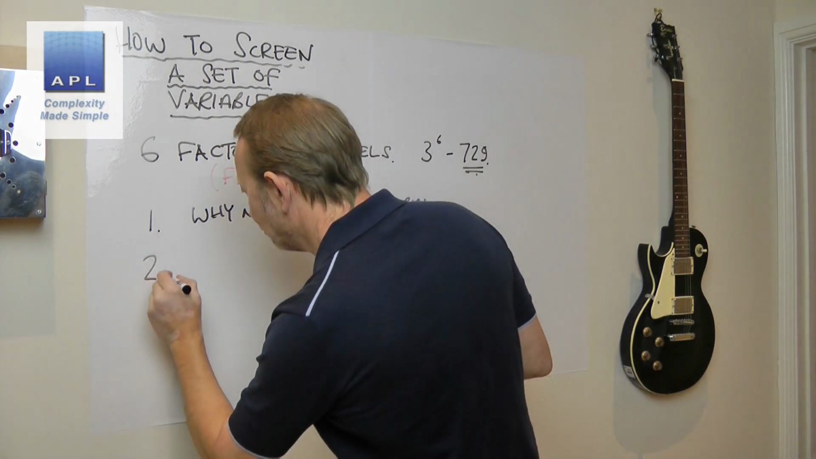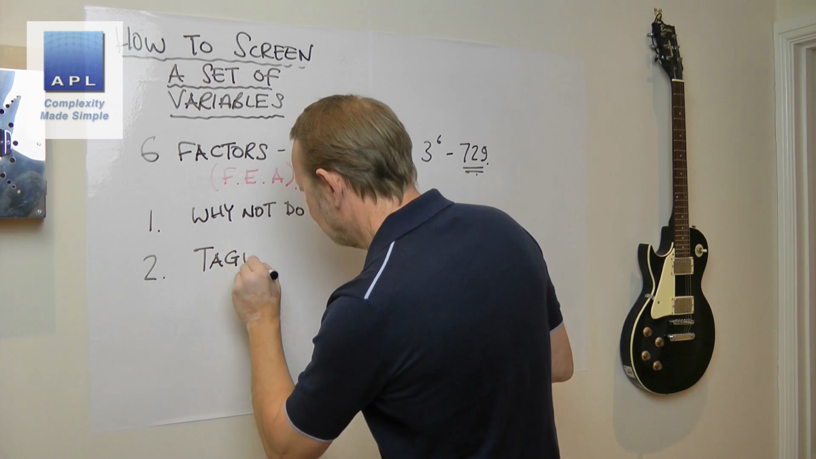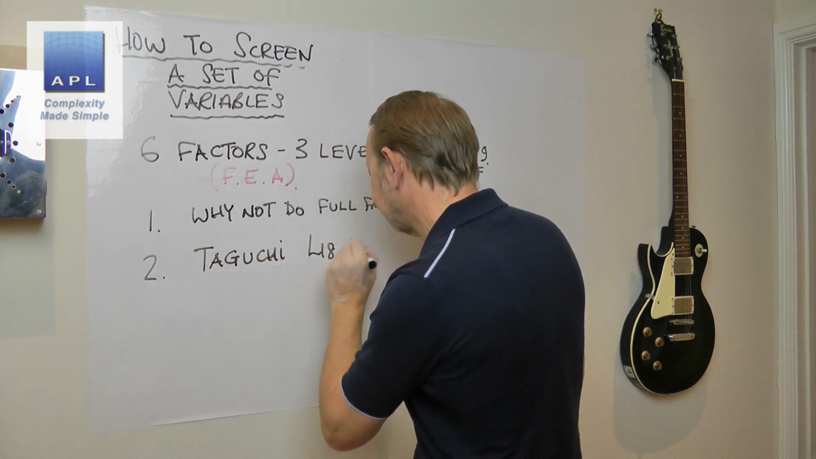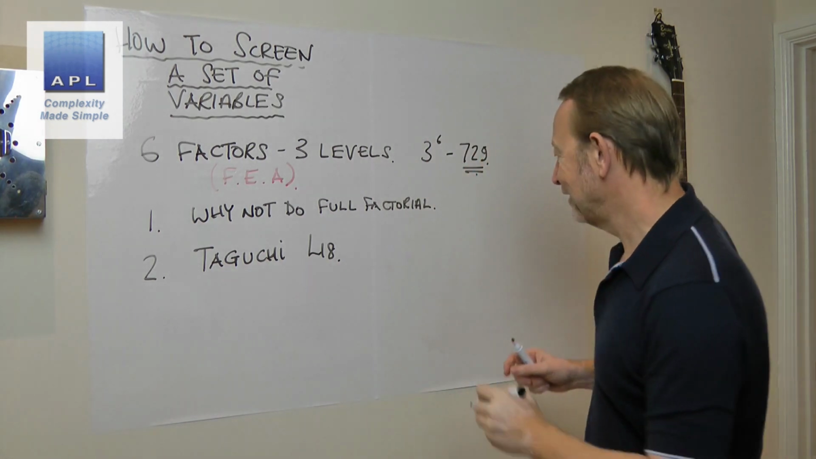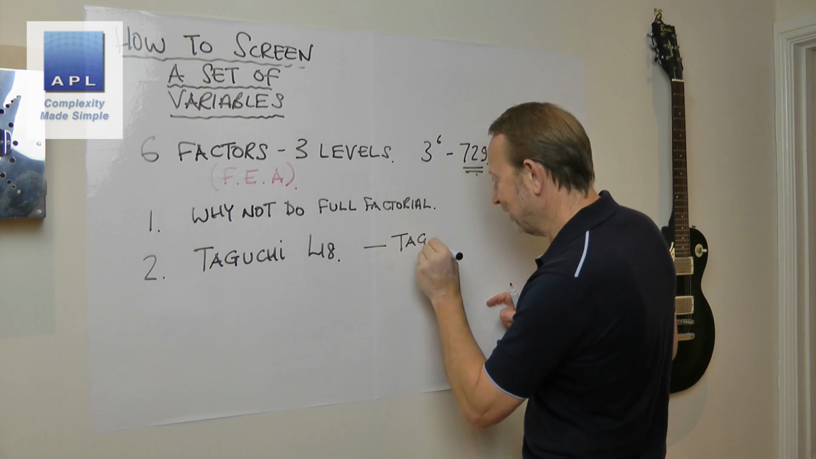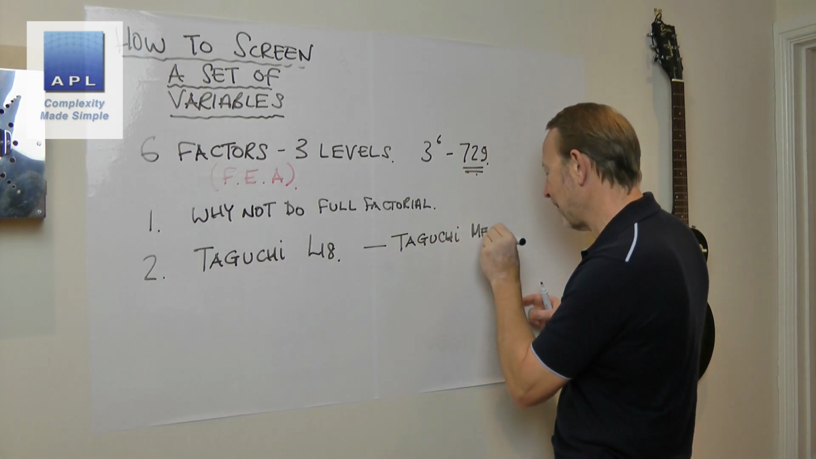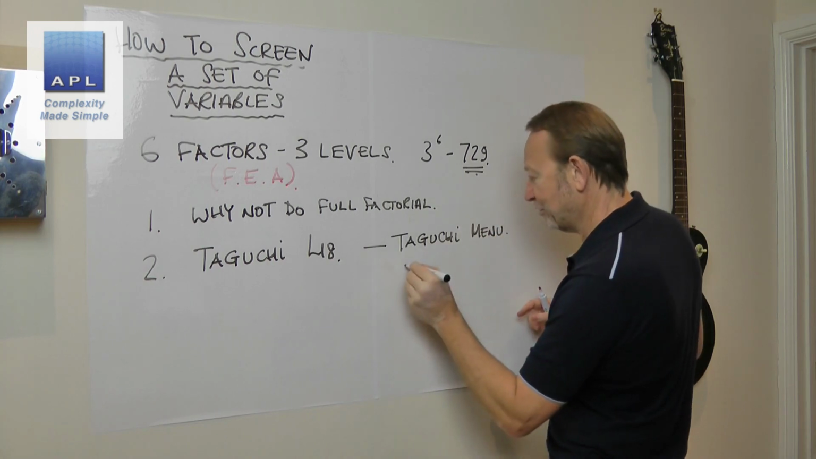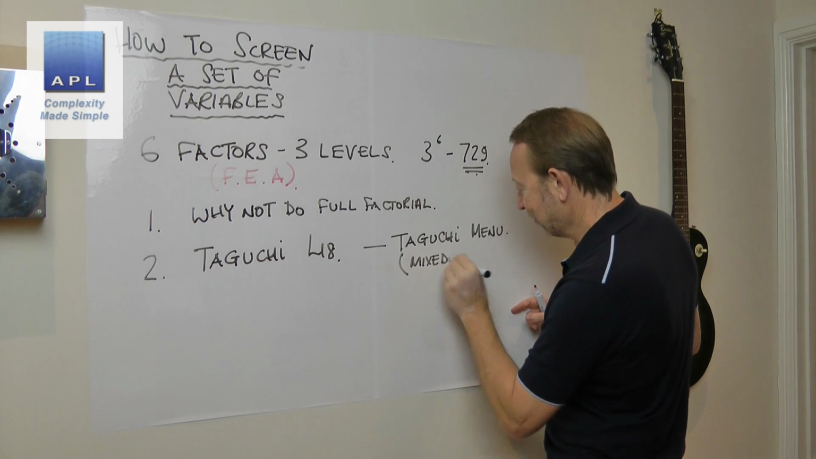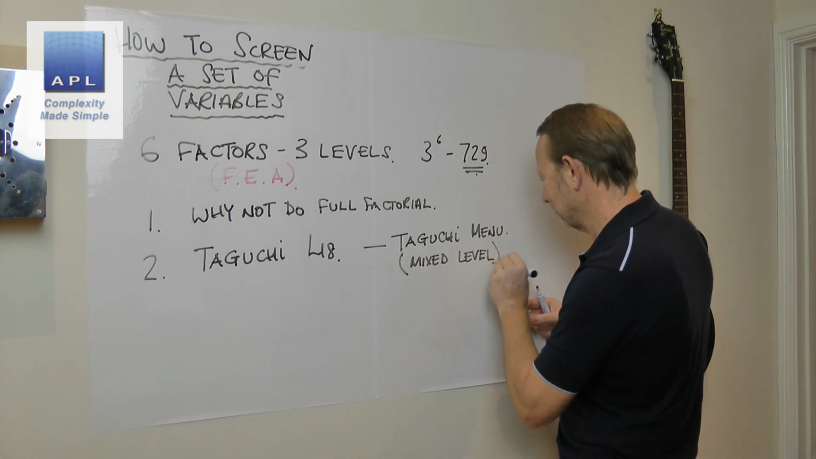Suggestion number 2 is using the Taguchi L18. Now the L18 in Minitab, it's on the Taguchi menu, and you have to select mixed level on the little radio button. All right.